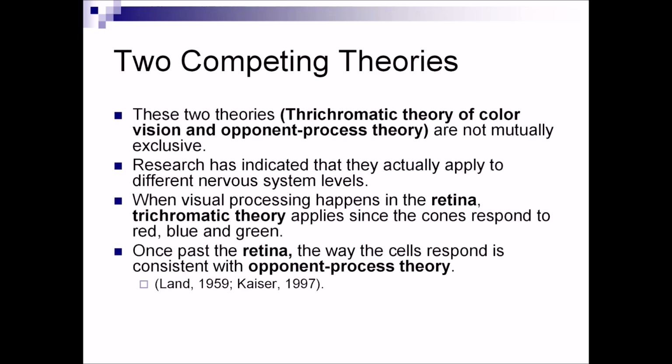So these two theories, the trichromatic theory of color vision and opponent process theory, are not mutually exclusive. Research has indicated that they actually apply to different nervous system levels. When visual processing happens in the retina, for example, trichromatic theory applies since the cones respond to red, blue, and green light. However, once past the retina, the way the cells respond is consistent with the opponent process theory.